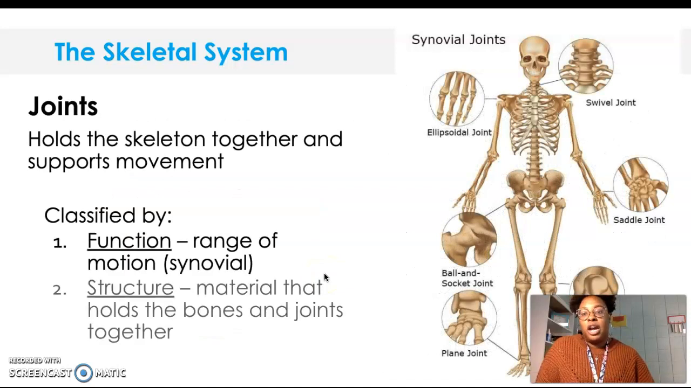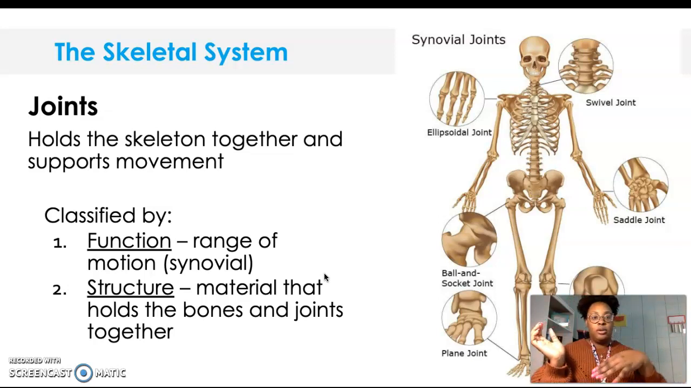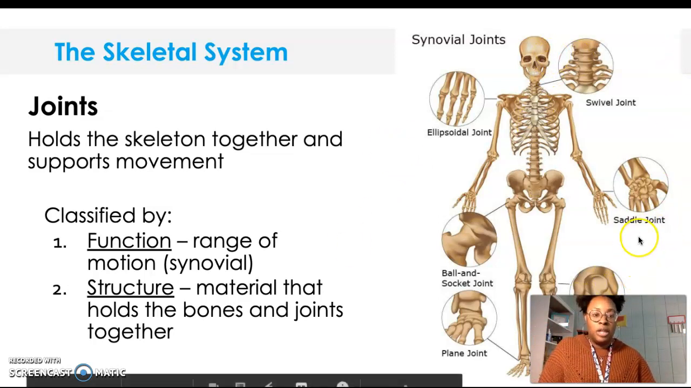Okay, so then you've got joints. So joints help in movement. So their function is range of motion and structure. So range of motion meaning being able to move or do this or turn your head or lift your arm or things like that. And so there's 6 types of synovial joints.